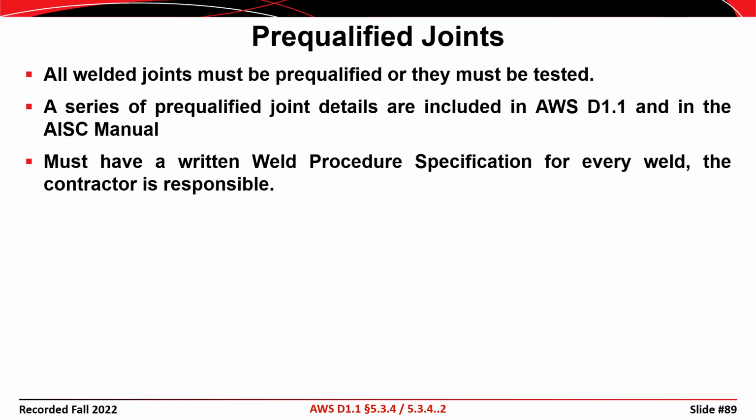Basically, there's a series of pre-qualified joint details that are included in AWS D1.1, and there's a subset of those pre-qualified joints that are also included in Chapter 8 of the AISC manual. For these joints, you must have a written weld procedure specification for every weld, and the contractor is responsible for developing that.